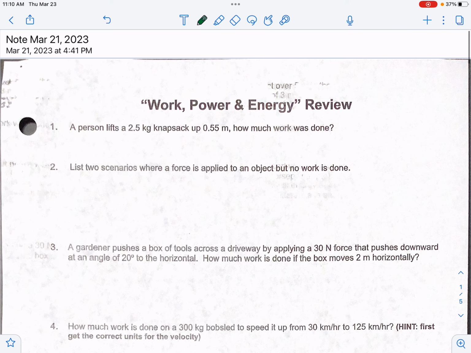Going back up to the beginning, a person lifts, so gravity is a factor, a 2.5 kilogram knapsack, so there's your mass, up 0.55 meters, there's your height or your distance. How much work was being done? Remember I talked about if we're lifting something, work equals force times distance, which could be the same thing as saying mass times gravity times distance. So my mass is 2.5, gravity is 9.8, and my distance is 0.55 meters. If we multiply all those out, I get 13.5 joules.